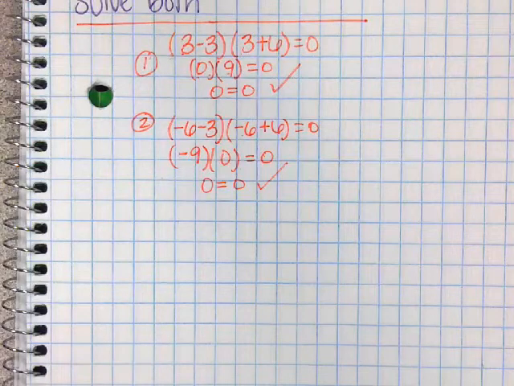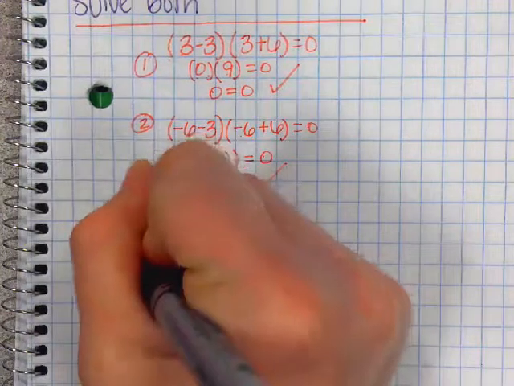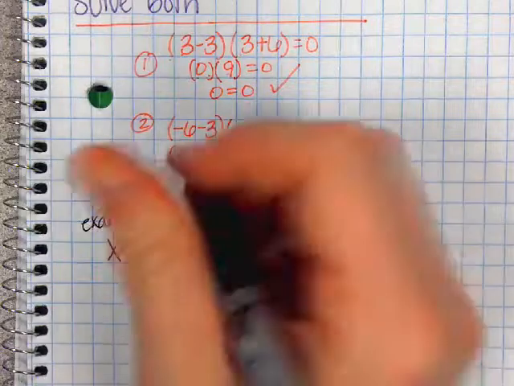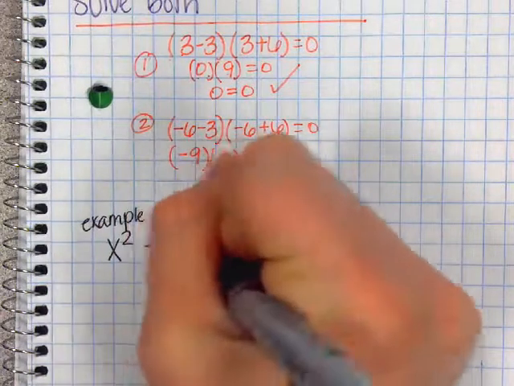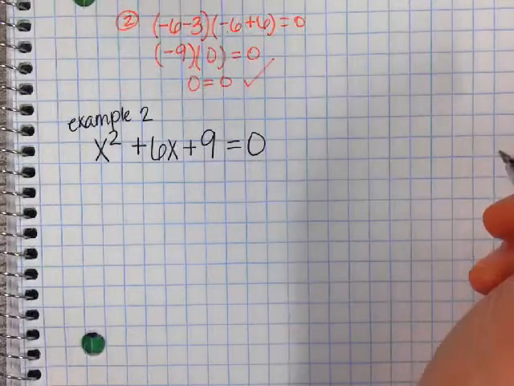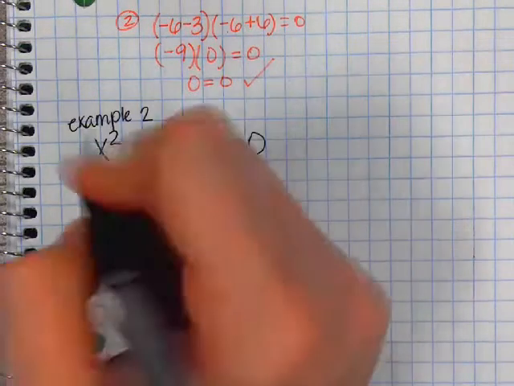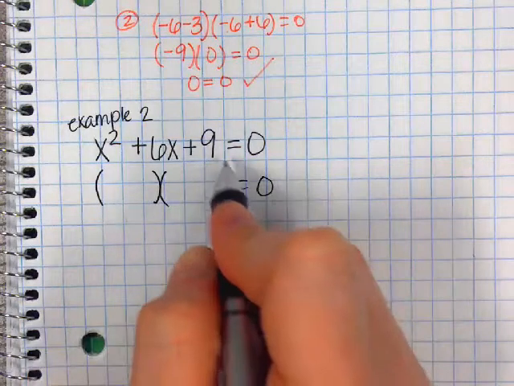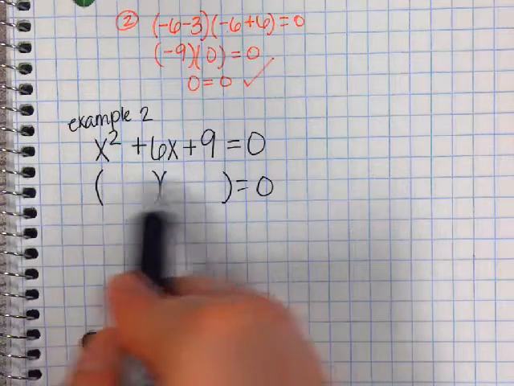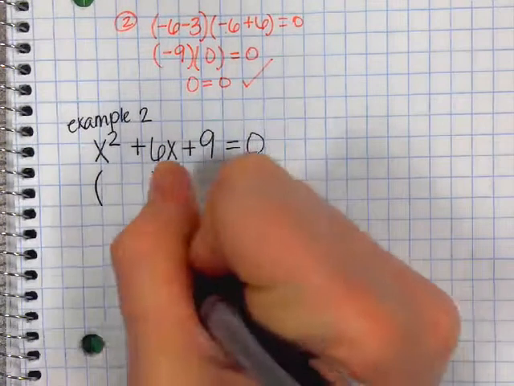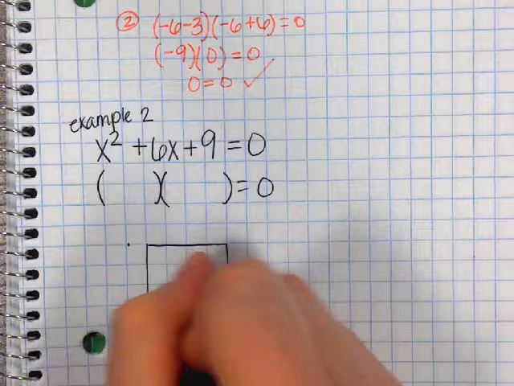Okay? Now they're not always going to be already set up in factored form. That's why we call it solving by factoring. Sometimes you're going to have something that's x squared. This is example 2. X squared plus 6x plus 9 equals 0. Now, in order to solve by factoring, you're going to have to find those two parentheses that multiply, or the two binomials that multiply to get this equation. So I'm going to use the box.